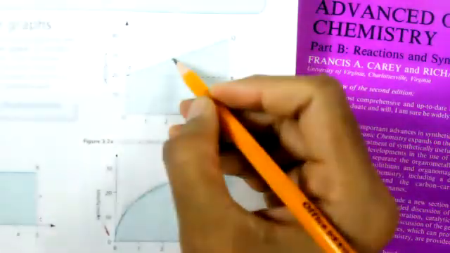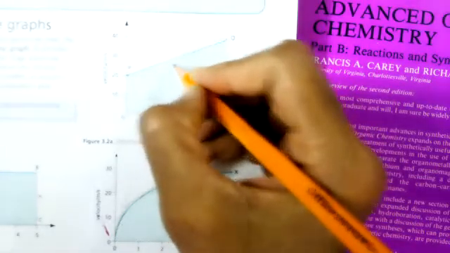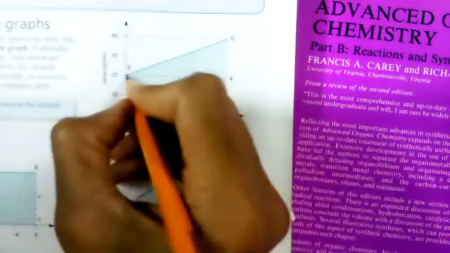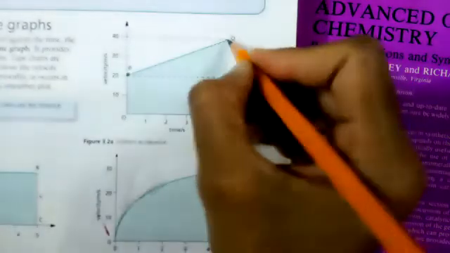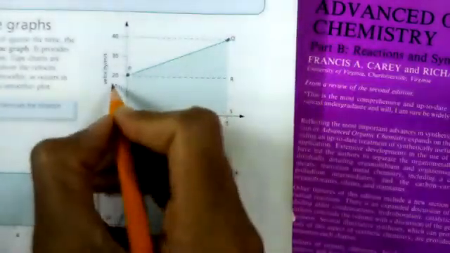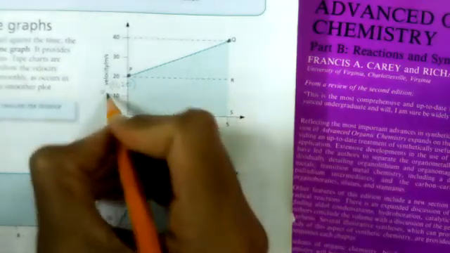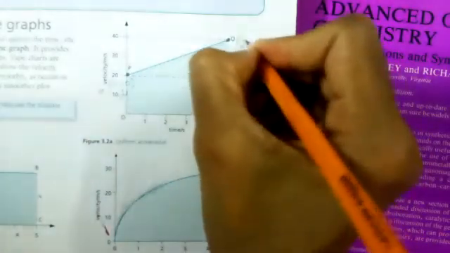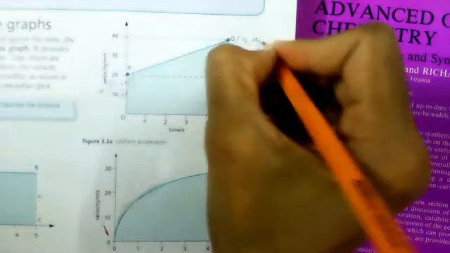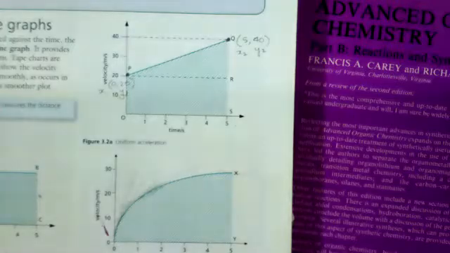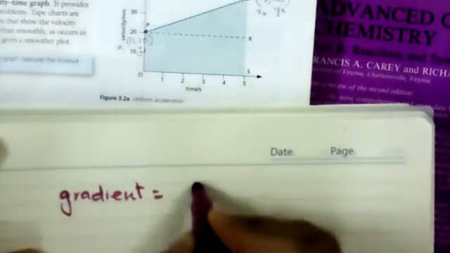For example, if I want to find out the gradient here, how can I do that? So let's say I'll take this point and this point. What are the coordinates here? X is 0 and y is 20, so I'll mark it as x1 and y1. Here x is 5 and y is 40, so this is x2, y2. So the gradient would be y2 minus y1. Let me do it on the paper because I know you cannot see.